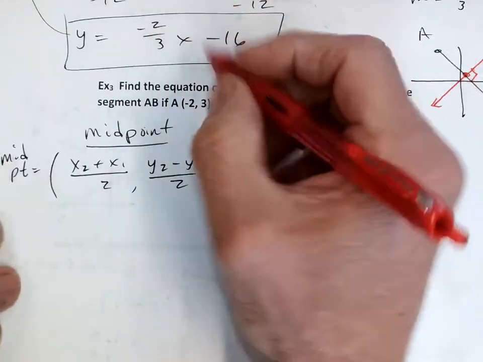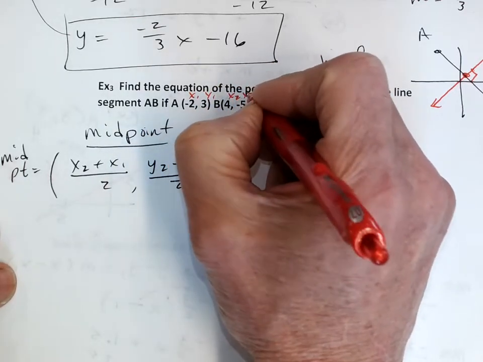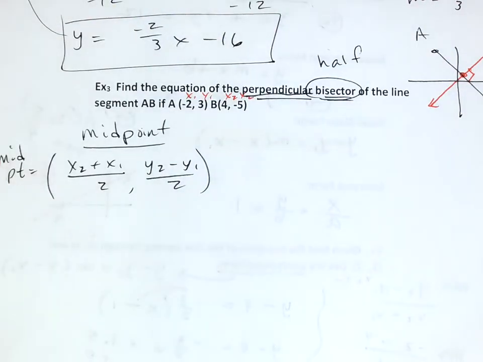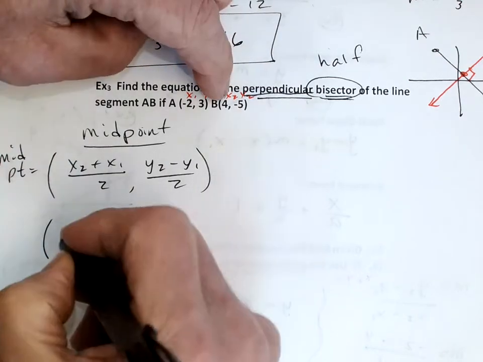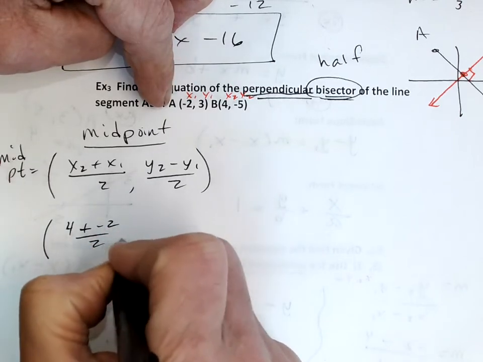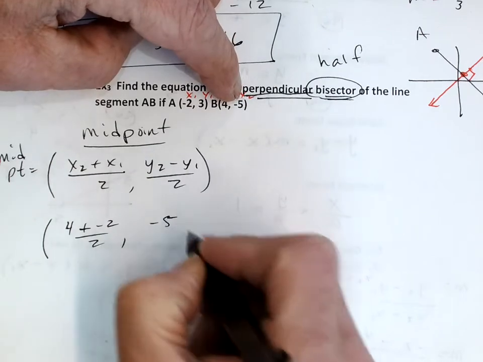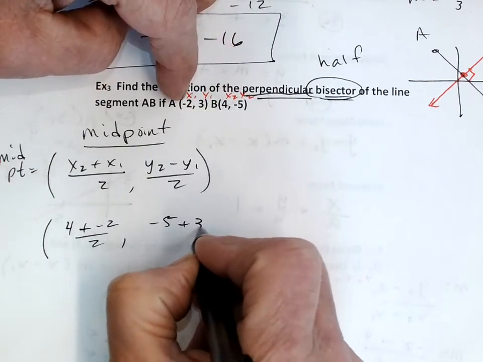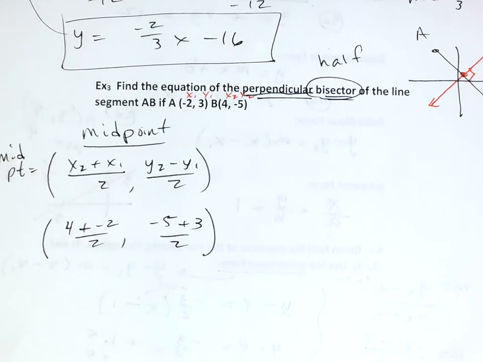So again, let's just say x1, y1, x2, y2, right? So I'm going to set this up as my midpoint. I'm going to go 4 plus a negative 2 over 2, comma, negative 5 plus 3 over 2. Okay? So I'm trying to establish what the midpoint is. I need the midpoint because that's a bisector, okay?